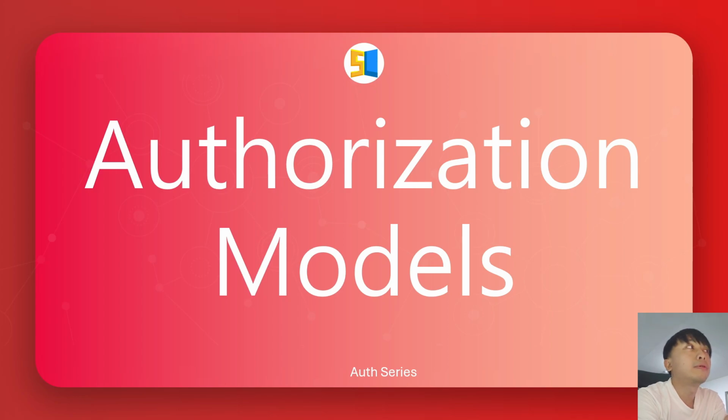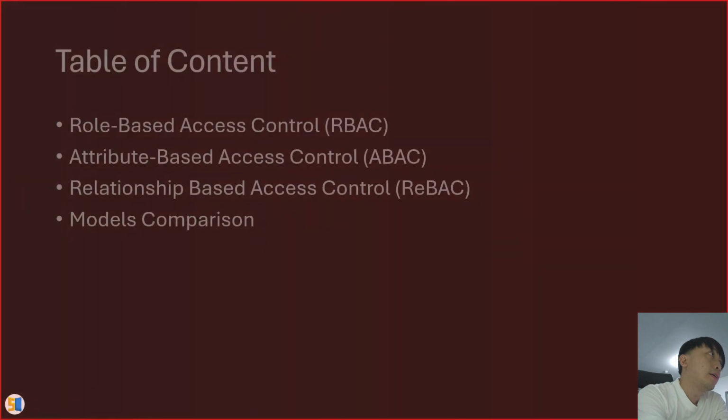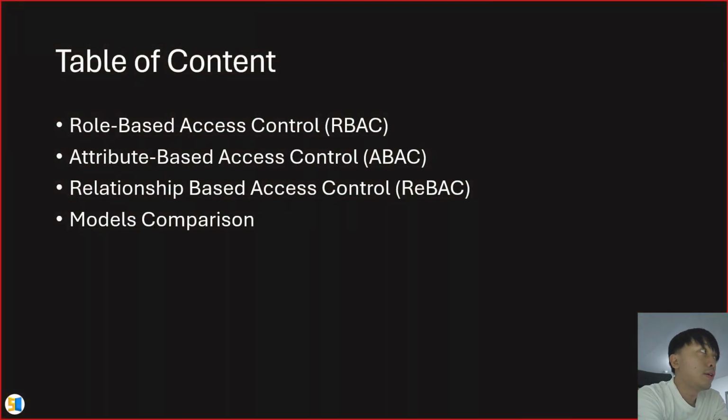In this video, we are going to learn about authorization models. This video is part of the authorization series. In this video, we are going to learn about three authorization models. They are RBAC, ABAC, and ReBAC. And at the end, we are going to compare all of those models to see the strengths and weaknesses.